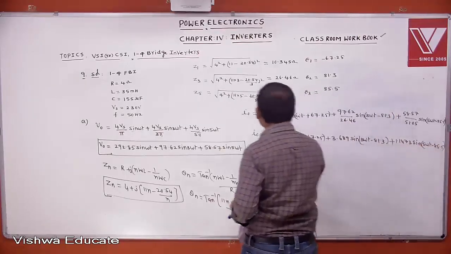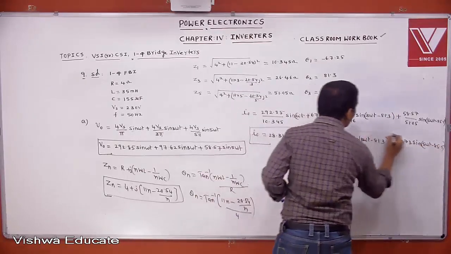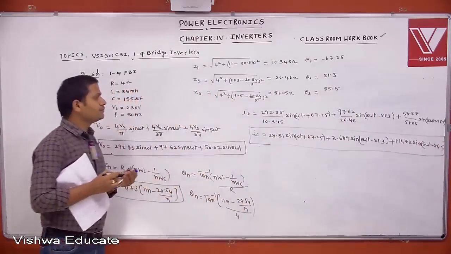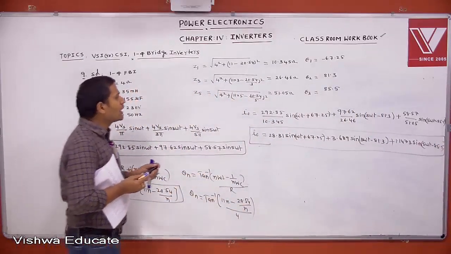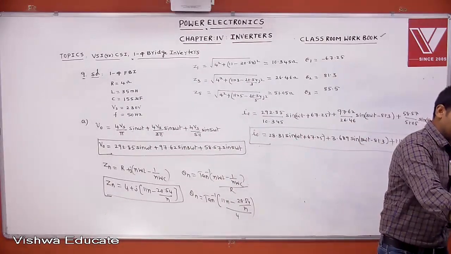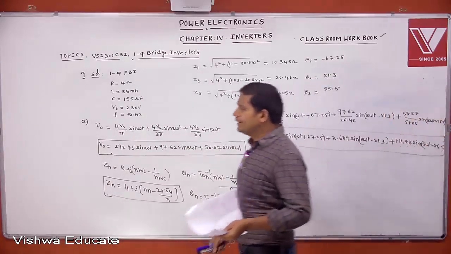This is the first question answer. This is the expression for output current up to fifth harmonic. That is question number A. Clear?